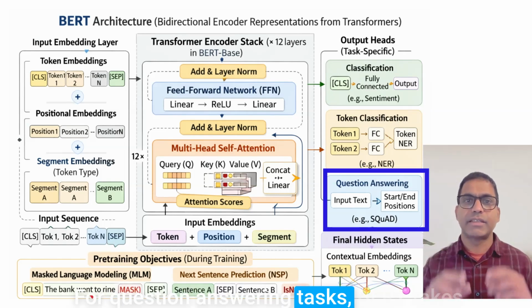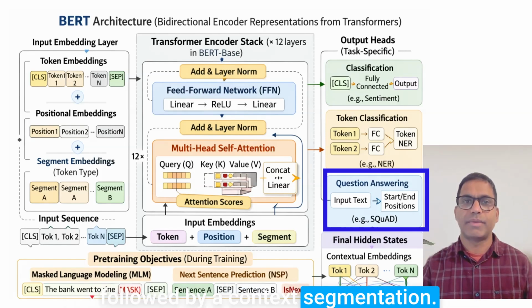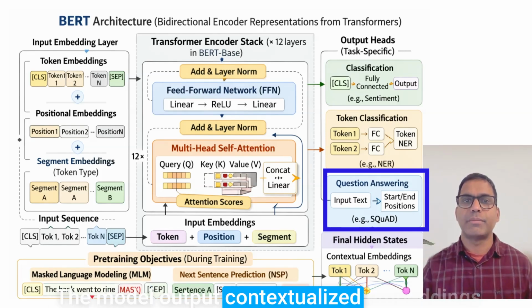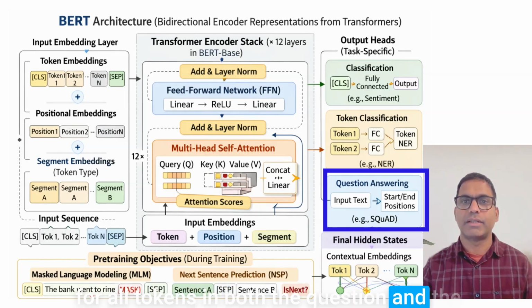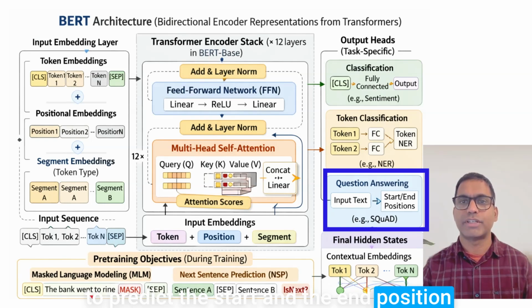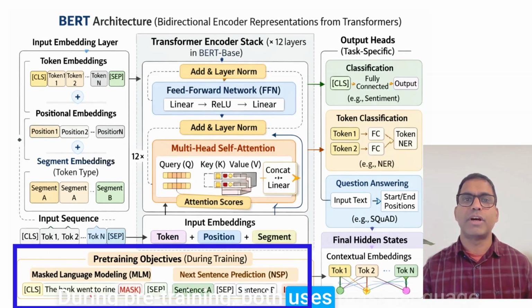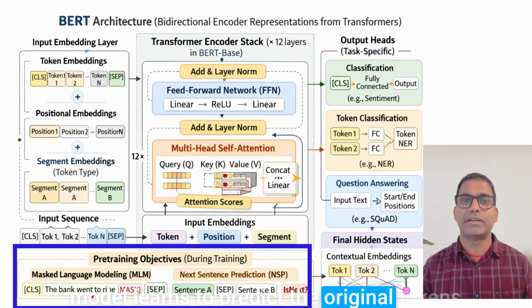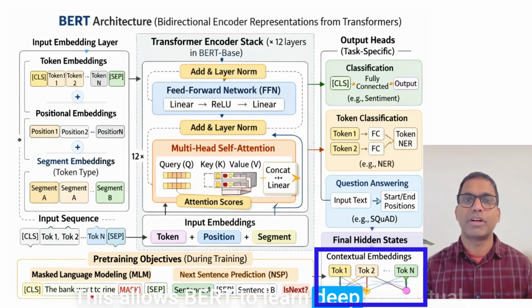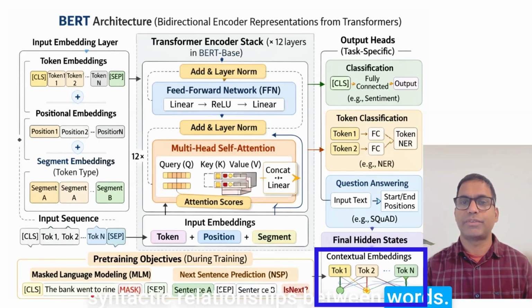For question answering tasks, BERT takes input in the format of a question segment followed by a context segment. The model outputs contextualized embeddings for all tokens in both the question and the context. Two separate linear layers are applied to predict the start and end position of the answer span within the context. During pre-training, BERT uses masked language modeling (MLM), where a percentage of tokens are randomly masked and the model learns to predict the original tokens. This allows BERT to learn deep contextual embeddings and capture semantic and syntactic relationships between words.